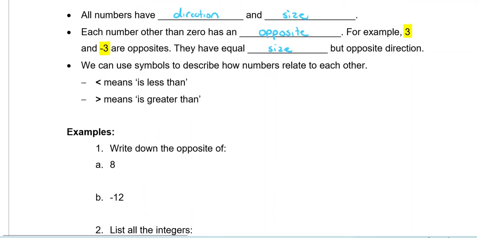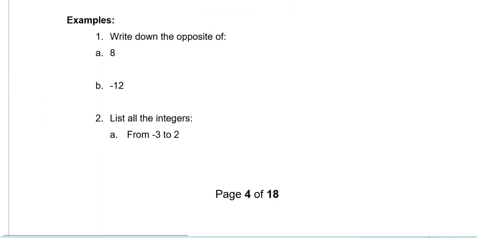We can use symbols to describe how numbers relate to each other. And these are some symbols that you need to know. This first one, I'll highlight it. Come on, highlighter. Doesn't want my highlighter. Okay, this symbol means less than. Nope, still can't highlight it. And the other one means greater than.